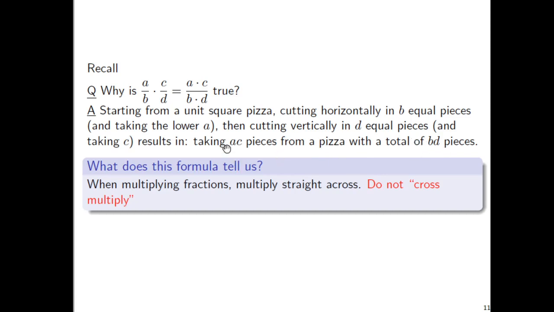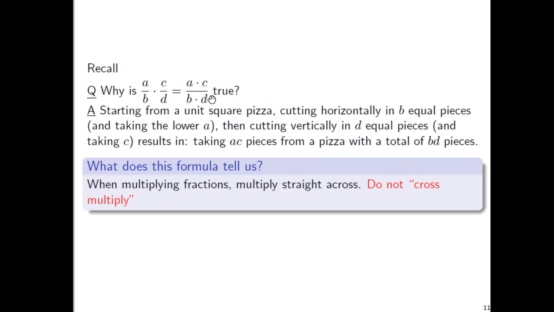So the fraction multiplication rule comes about by interpreting multiplication as the area of rectangles. And on top of that, how do you really account for the area? You end up talking about and accounting for pieces from a pizza. It just happens to be a square pizza.